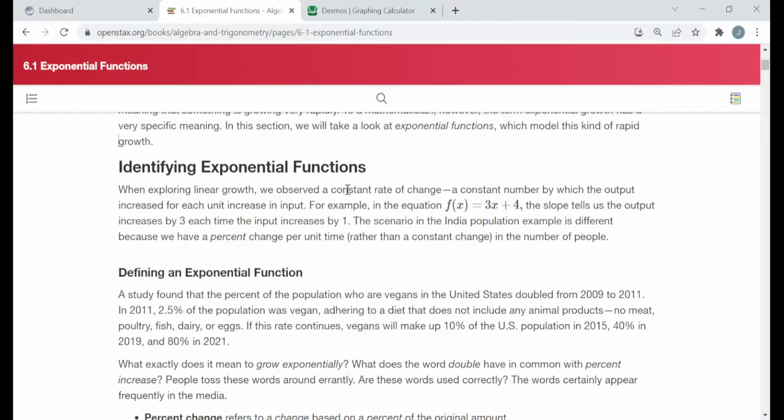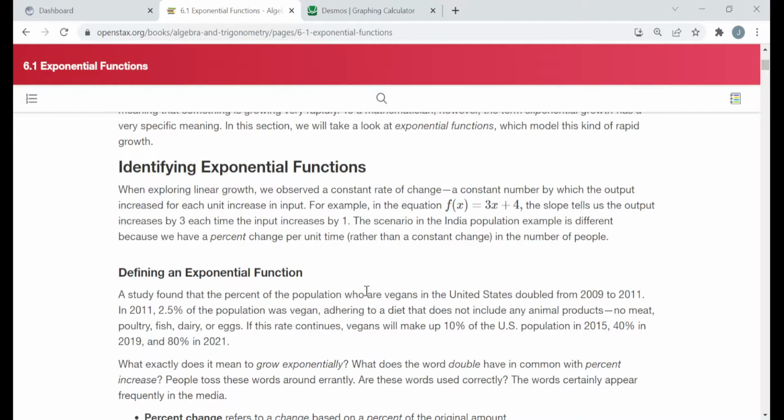Each example I do will be either one of the examples from the reading, one of the Try It problems from the reading, or one of the exercises at the end of the section that's related to this particular objective.